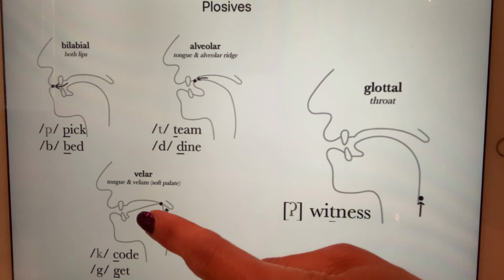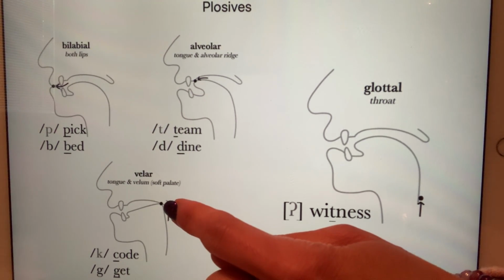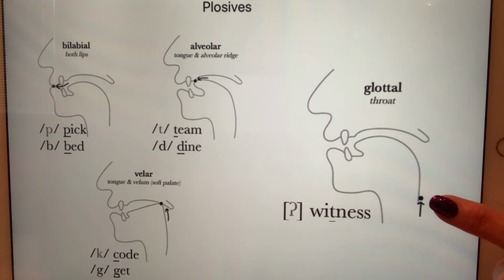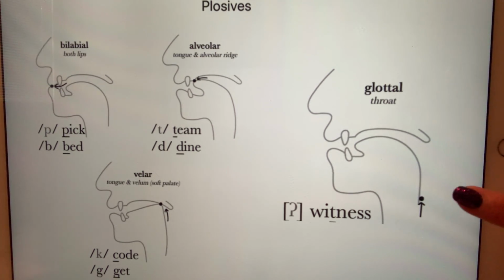And then down here we have our velars. You see how the arrow is pointing where the base of the tongue is contacting the soft palate. And then way down here, that's where the glottal is, indicating that the vocal folds are actually making that sound.